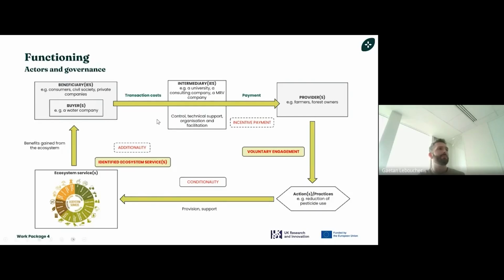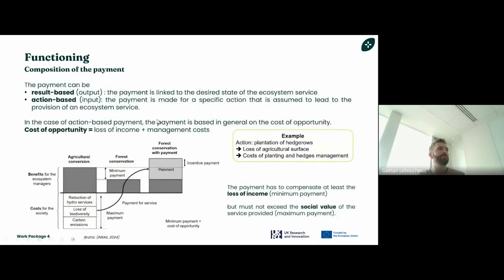So yeah, we can go on to the next. And finally, if we take a look at the composition of the payment, the payment can be first result-based or output-based. So this means it is linked directly to the desired state of the ecosystem service, and the payment is unblocked only if this state is reached. And in the case of action-based or input-based payment, this time it is made for a specific action that is assumed to lead to the provision of the service.